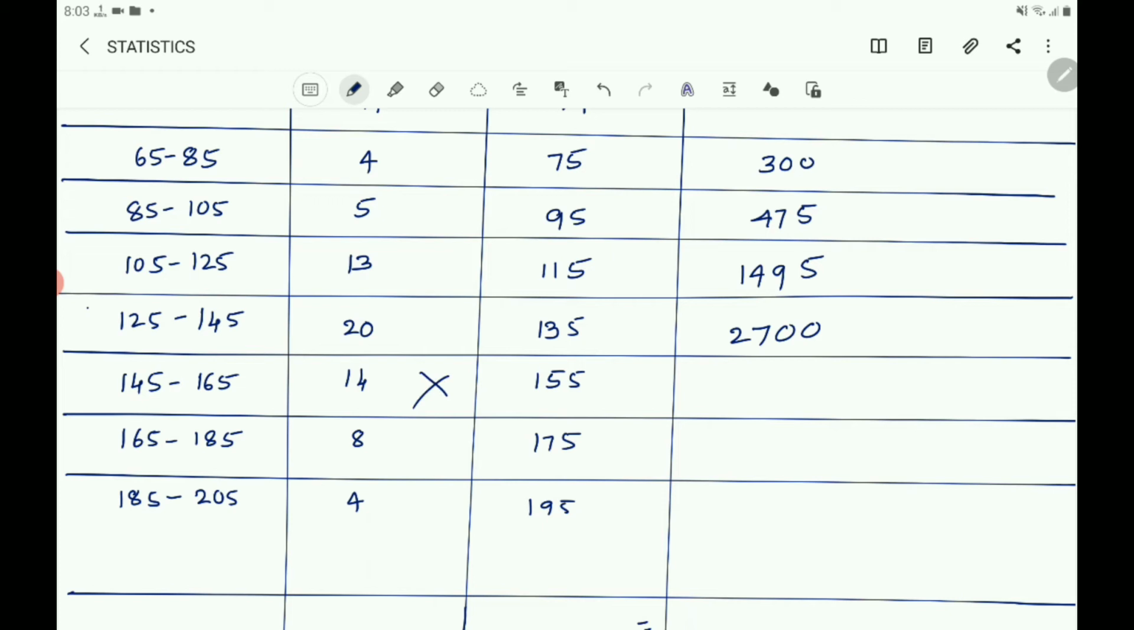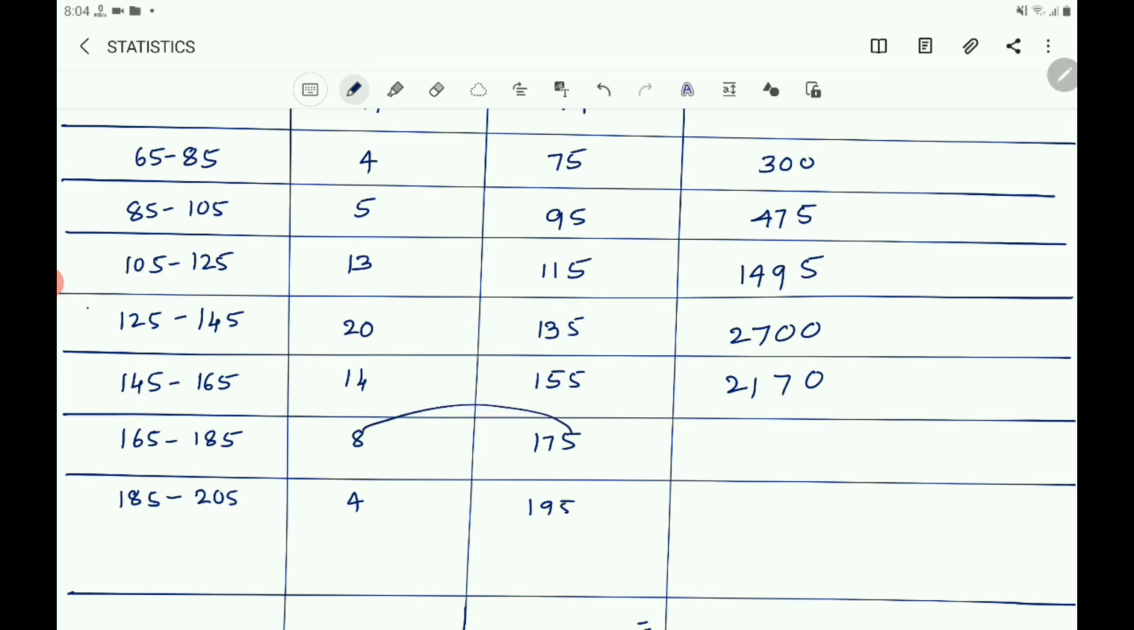Next, 14 into 155. 14 5s are 70, 7 carrying. Again, 14 5s are 70 plus 7, 77. Again 7 carrying. 14 ones are 14 plus 7, 21. You got 2170.